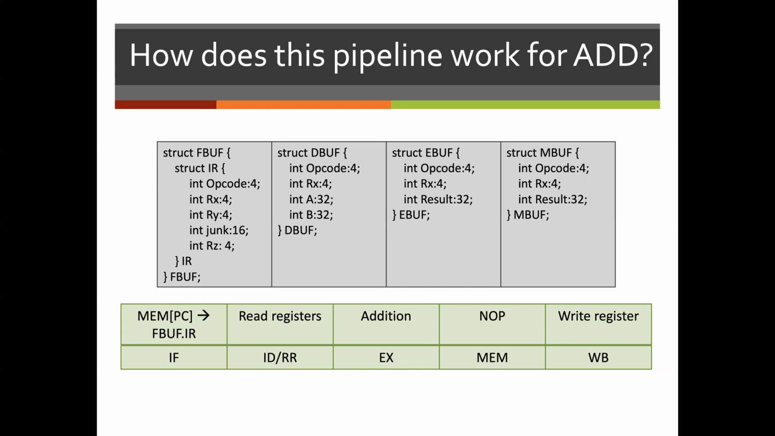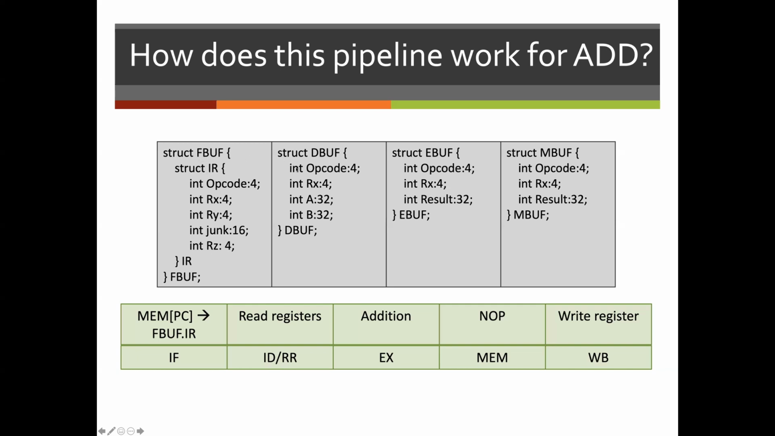And so here we can see, going through each of the stages between the buffers, what's needed. And we have a structure that represents each buffer. So for FBuff, we can see what is needed in the values and the sizes. So for opcode, 4 bytes, our register X and register Y, a junk value of 16 bytes, as well as a Z register, 4 bytes. And this is for our instruction register. This is represented as a struct. And so for FBuff, we have a struct inside of a struct.